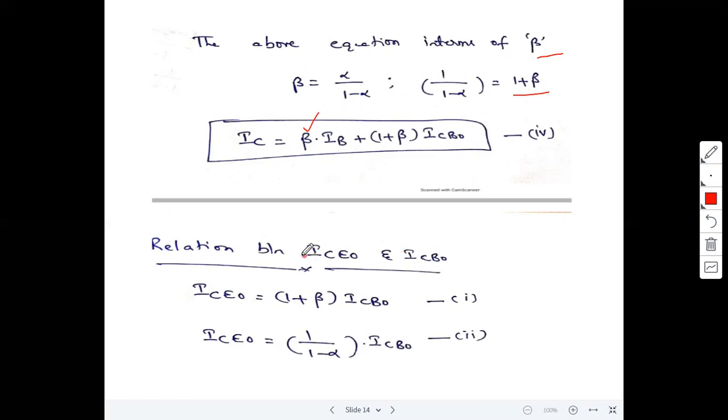Okay. Now the relation between ICEO and ICBO, these two are the leakage currents flowing through the transistor, right? Already we know that ICEO is equal to 1 plus beta times ICBO, or approximately beta times ICBO. What is 1 plus beta? 1 plus beta is equal to 1 by 1 minus alpha. So ICEO is equal to 1 by 1 minus alpha into ICBO. Compared to these two, ICEO is the dominating current. Why? Because it is equal to 1 plus beta times ICBO.